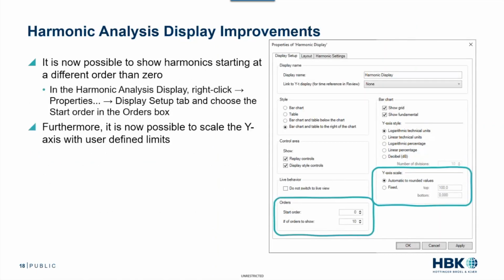We have a harmonic analysis function that provides grid-based harmonic analysis on 50, 60 hertz type signals that meets the IEC 61000-4 standard. And we just added some more capability for the user to configure the harmonic display that displays the output of that function, where you can choose what start order and how many orders you want displayed in the harmonic display, and also use your own user values for the y-axis rather than having it only be automatically scaled.